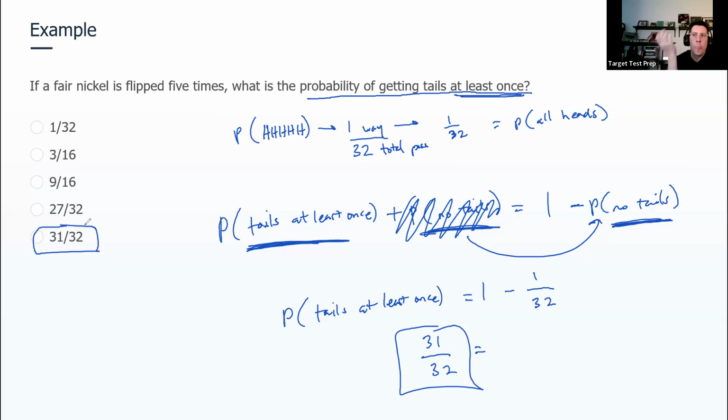Okay, so that's fine. Also, this is a good one. Just think about whether there are any answers you could knock out without doing anything, before we even thought about the probability of all heads. Does it seem relatively likely or unlikely that we would get tails at least 1 time when we flip a nickel 5 times?